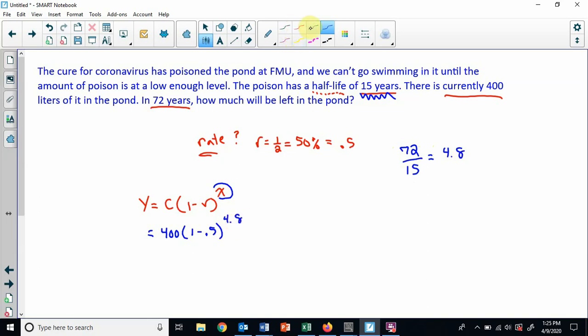So now once again it's just a calculator. Plug this into the calculator and let's see what we get. And when we do that, we get about, I'm going to go ahead and round, 14.4. So it's a very, very long time later, 70 something years. I probably won't be alive in 70 something years. But it'll be down to 14, not pounds, liters. 14 liters in our pond, in Francis Marion's pond.